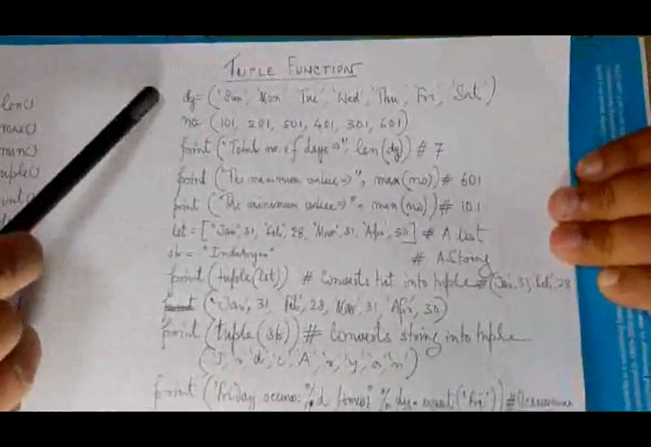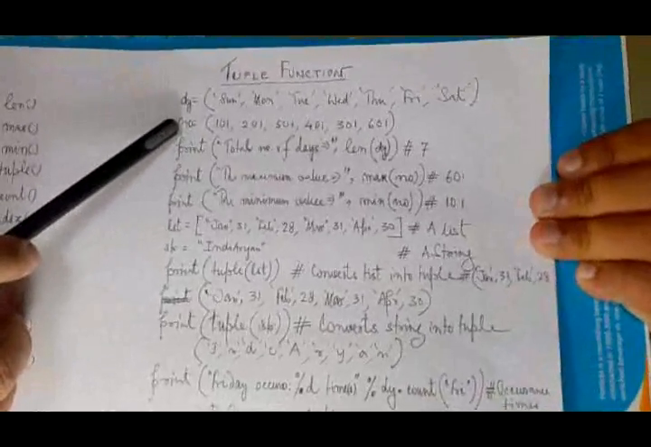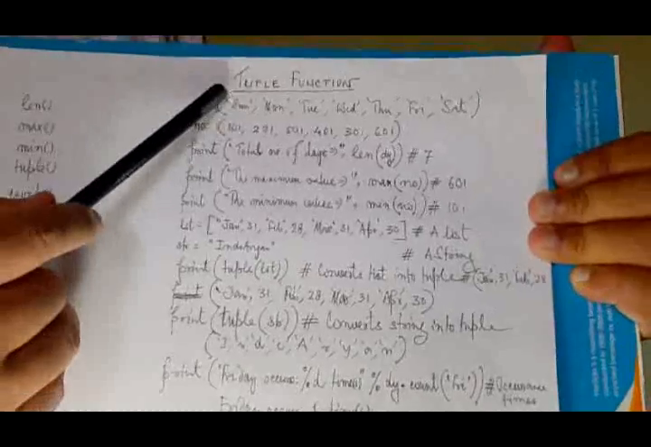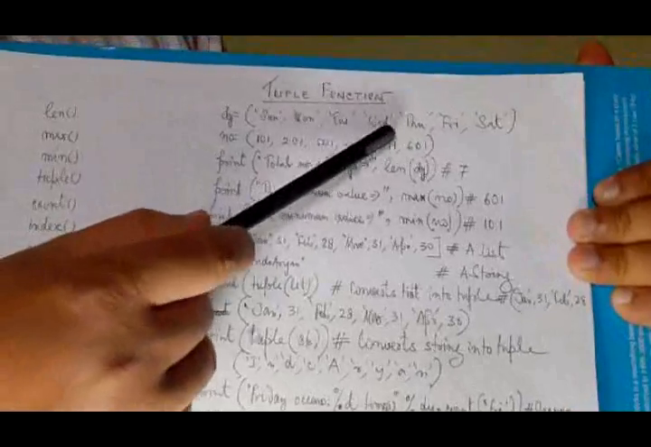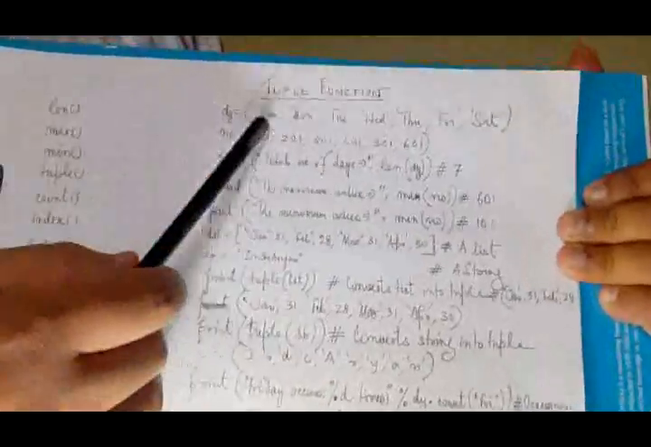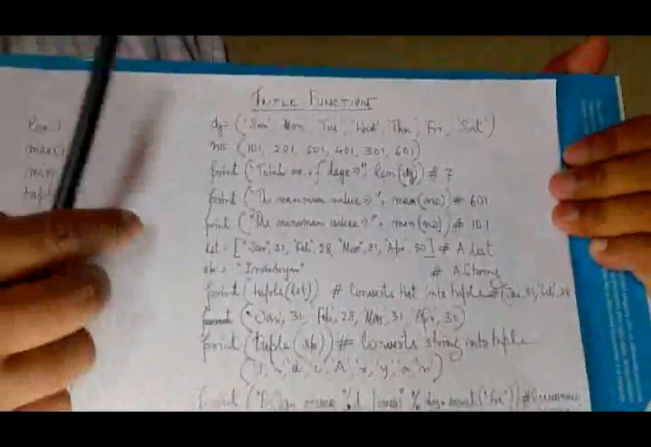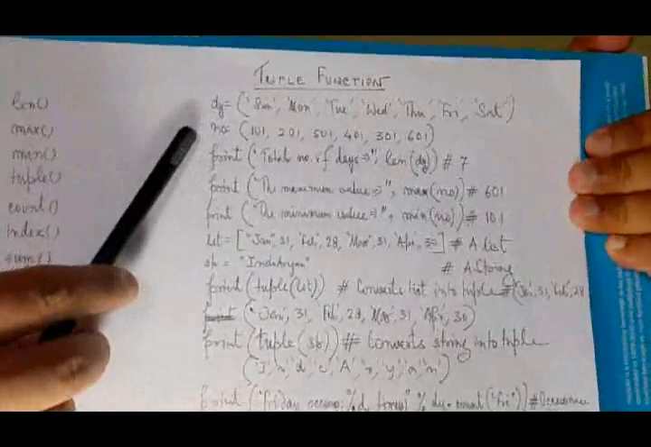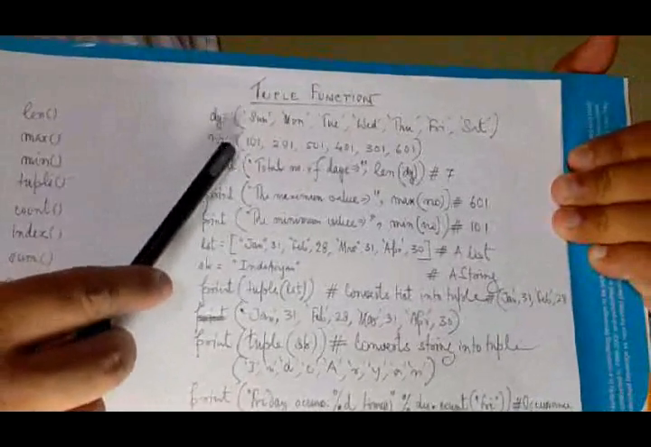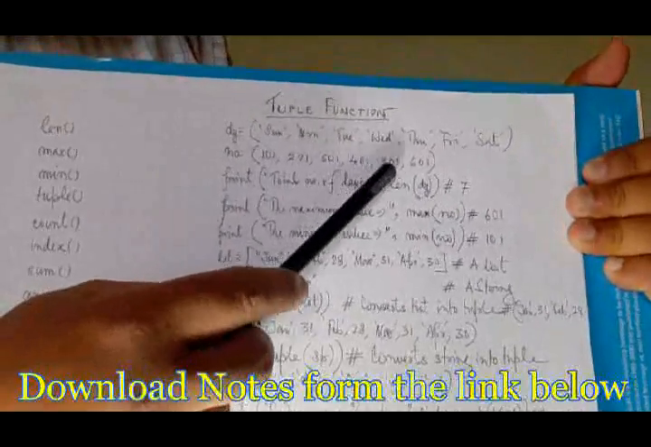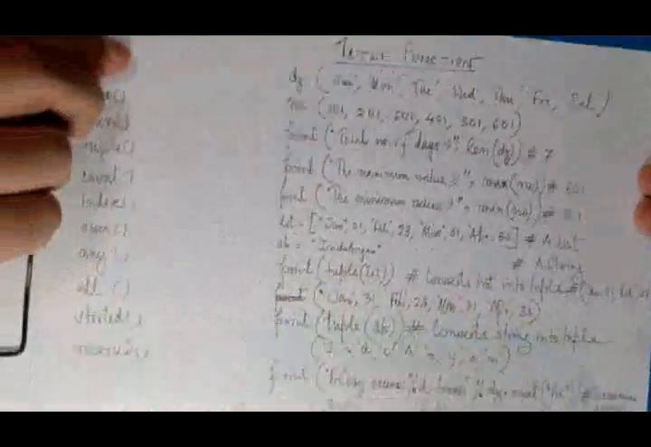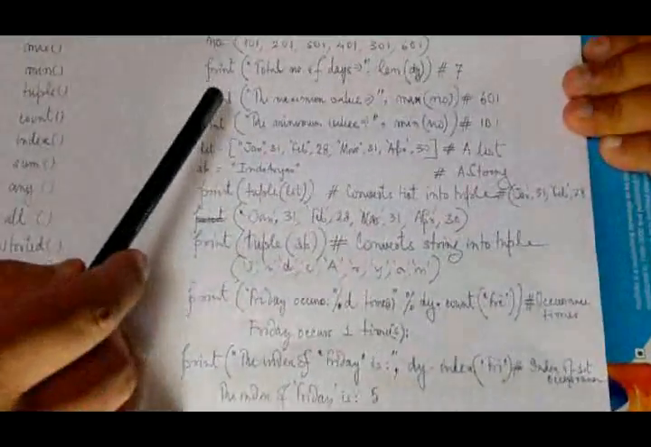We have taken two tuples. One is dy, another is no. Values of dy under parenthesis are SUN, MON, TU, WD, THU, FRI, SAT, symbolic of the weekdays. Another tuple variable, no, contains 101, 201, 501, 401, 301, 601. Now see the functions and applications.